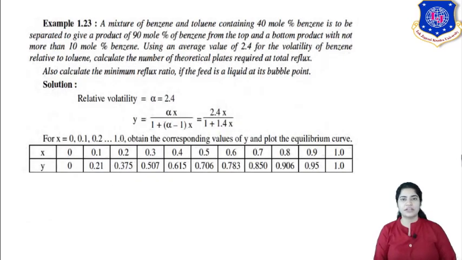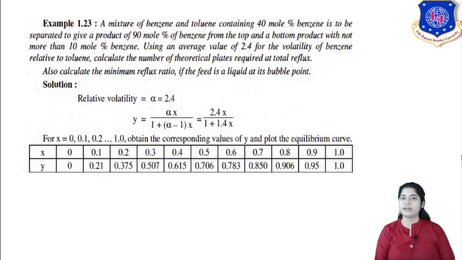Let's have a look into a question. So this is your question: a mixture of benzene and toluene containing 40 mole % benzene is to be separated to give a product of 90 mole % benzene from the top, and the bottom product should not have more than 10 mole % benzene. Here the average value of relative volatility is 2.4. Calculate the number of theoretical plates required at total reflux, and calculate the minimum reflux ratio if your feed is at bubble point. So again the procedure is the same.